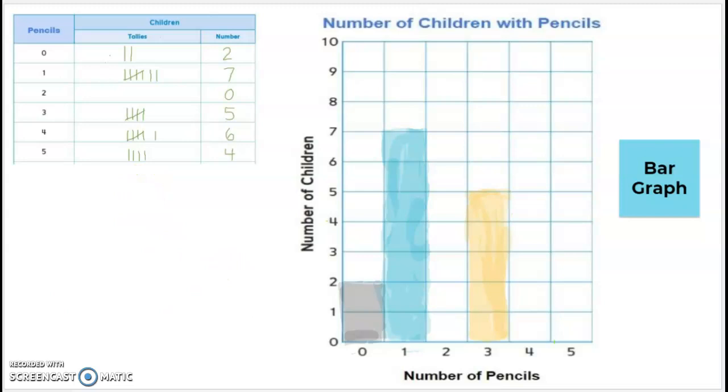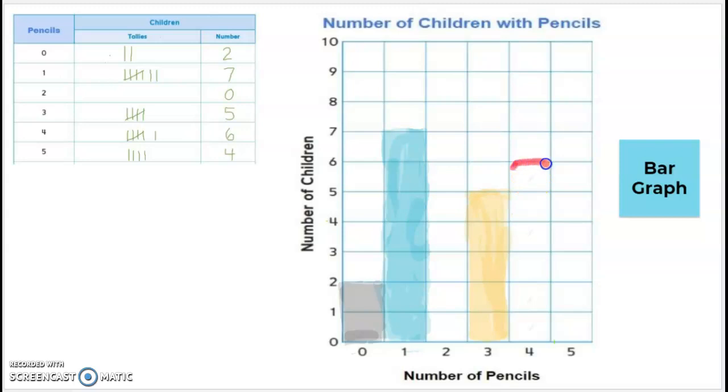So I've already started this graph, and I've used the tally chart to help me fill in the bars. So 0 pencils, there's 2 children. 1 pencil, there's 7. 2 pencils, there's 0, so there's no bar here. 3 pencils, there's 5. 4 pencils, there's 6, so I can count 1, 2, 3, 4, 5, 6.